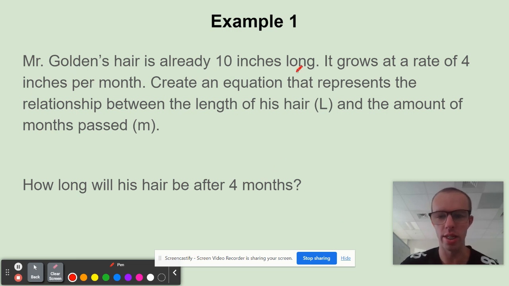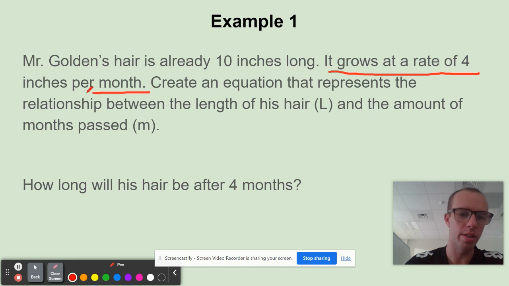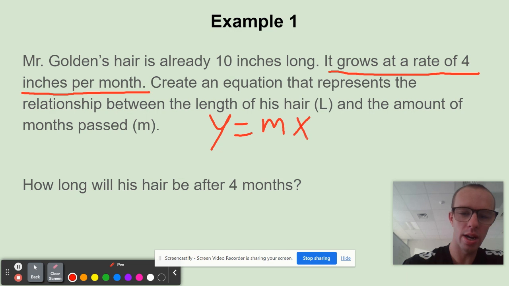So we have a situation here. Mr. Golden's hair is already 10 inches long. It grows at a rate of 4 inches per month. Create an equation that represents the relationship between the length of his hair, L, and the amount of months passed. Because it's growing at the same amount each month, I know that that is a linear function because linear functions grow at a constant rate. And with a linear function, I can use the equation y equals mx plus b.